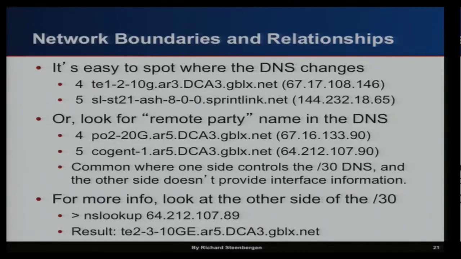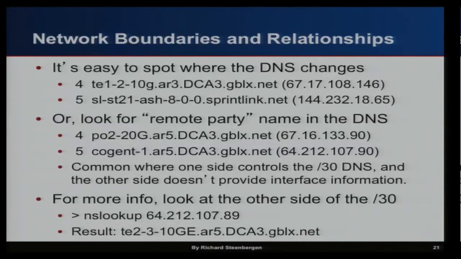In this case, it was Global Crossing. And they didn't take the time to say, hey, Cogent, what do you want your full DNS to look like for your router? They just threw Cogent into their naming scheme. So if you look for that third-party thing on the /30, that's how you can tell.